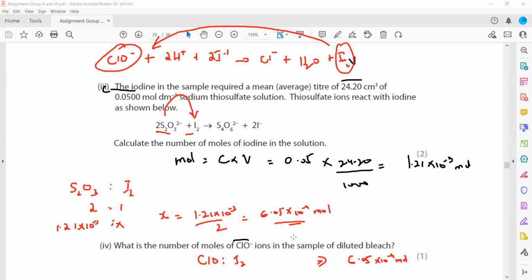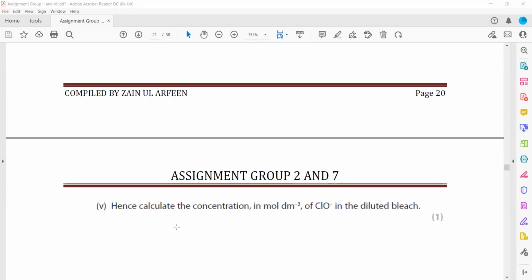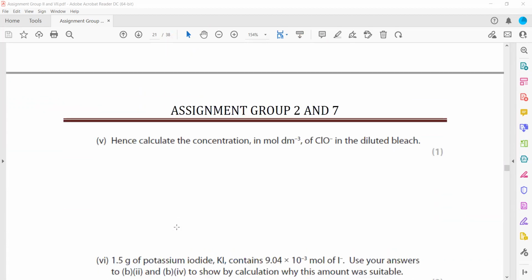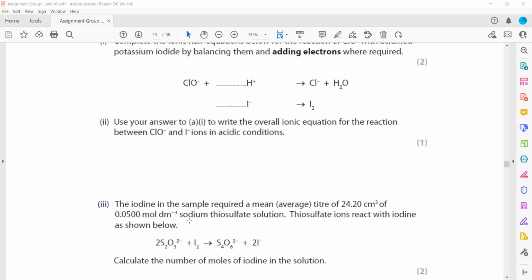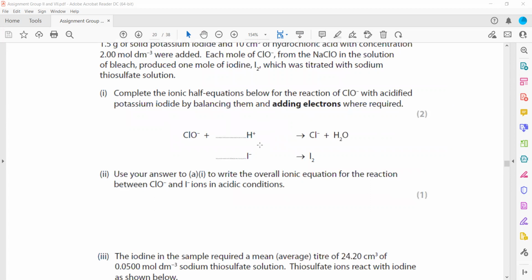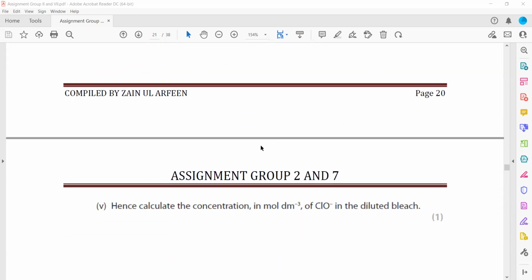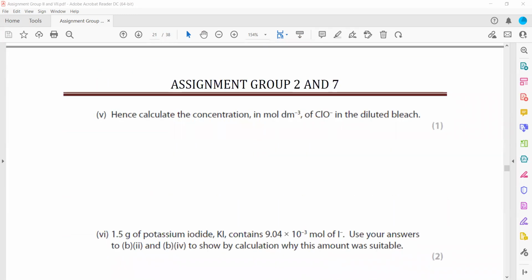Then the next part: these are the moles in diluted bleach, but originally bleach, because they ask to calculate the concentration. Okay, we need a concentration. So what is the volume of the diluted bleach? A 25 cm³ bleach sample was prepared, so that's the volume of the bleach, 25 cm³. So the concentration is moles divided by volume.